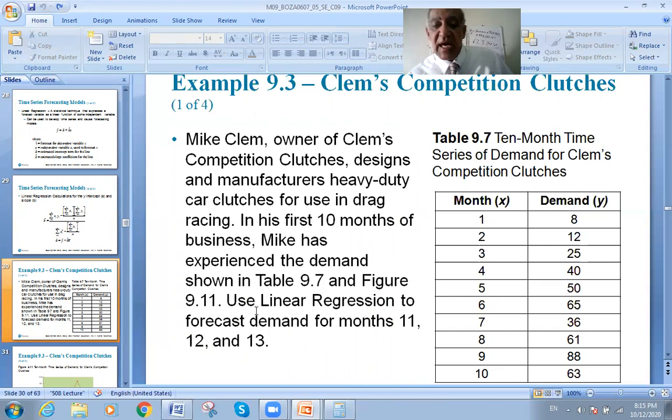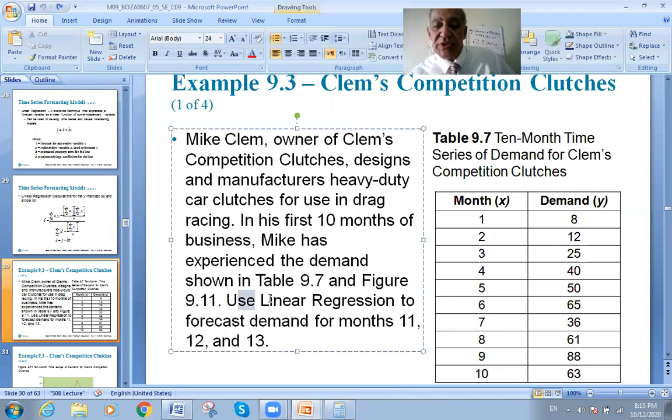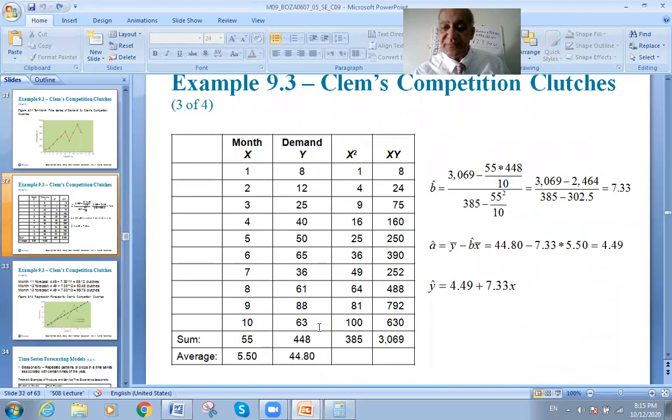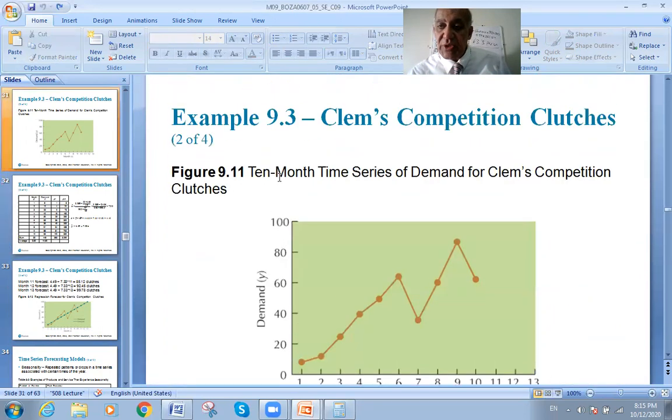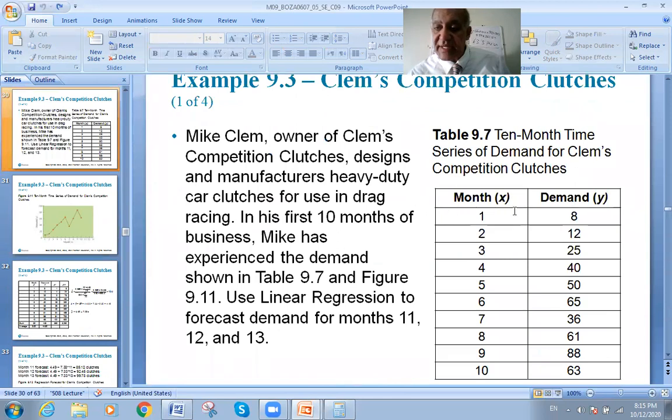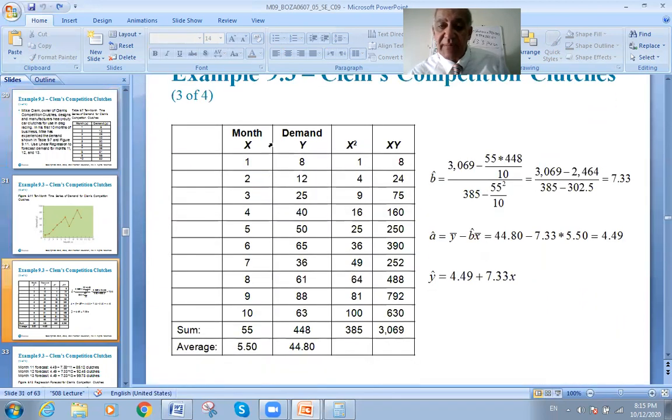It will be very easy now when you see an example about this. What we are saying now is use linear regression to forecast demand for months 11 and 12 and 13, whatever. But use linear regression. So what you will do, first of all, I will take month X and demand Y. Those are given in the example. You won't do anything. You will take them, copy and paste. So here they are, the months and demand in the example. This is the months and this is the demand, and write their numbers.